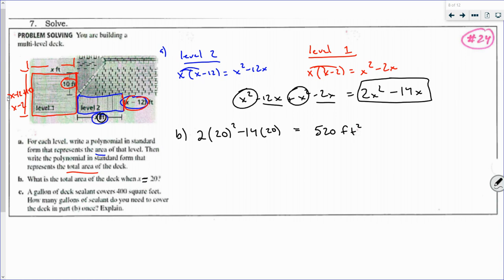A gallon of deck sealant covers 400 square feet. How many gallons do you need? Well, this is always 520 divided by 400, which is 1.3. However, you're not going to be able to buy 0.3 of a gallon, so you probably need to answer this with 2 gallons.